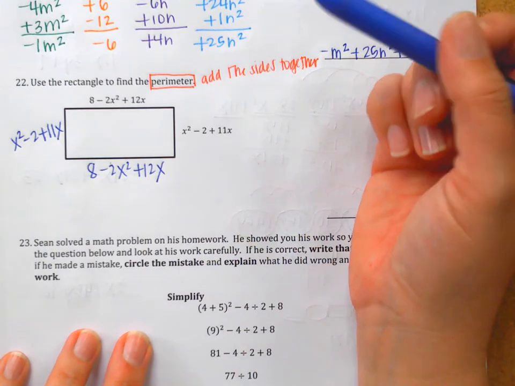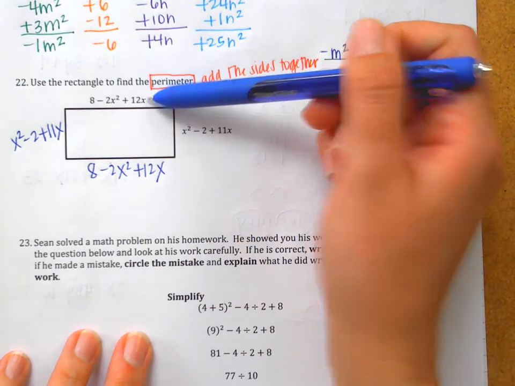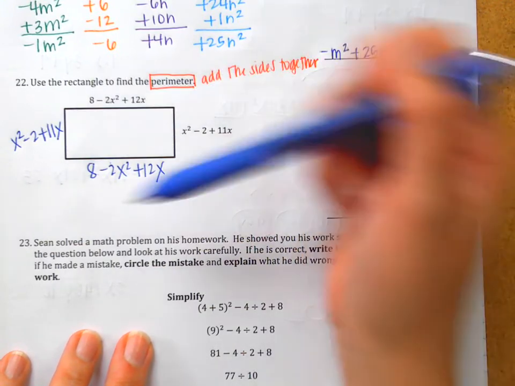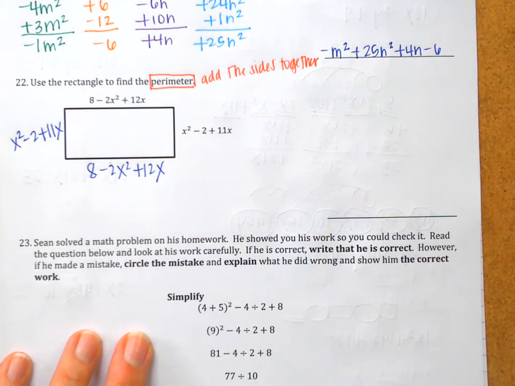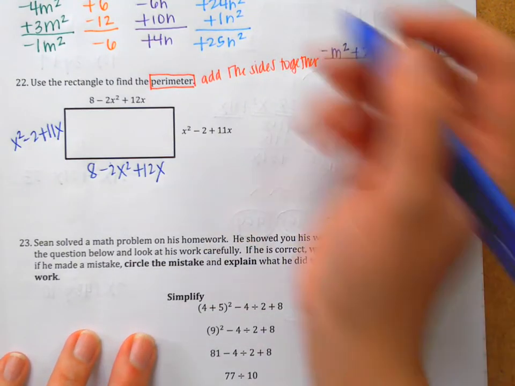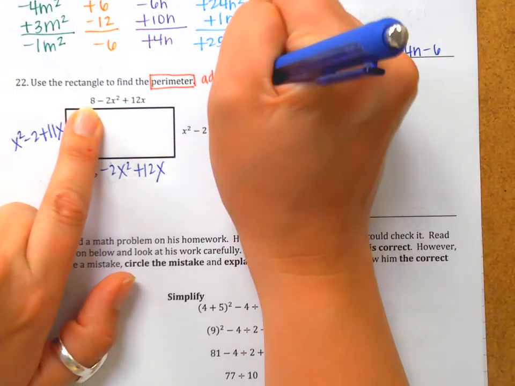There are so many ways that you guys can do this. You could multiply this by 2, multiply this by 2, and then add them together. Or we can just make one long problem and add it all together. So let's try that first. So I'm going to start here.